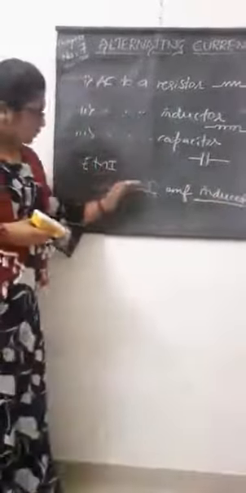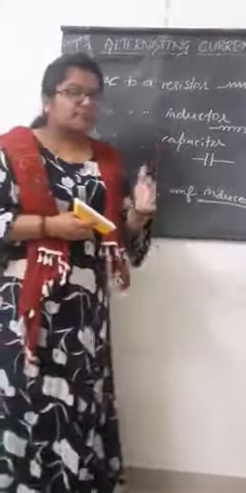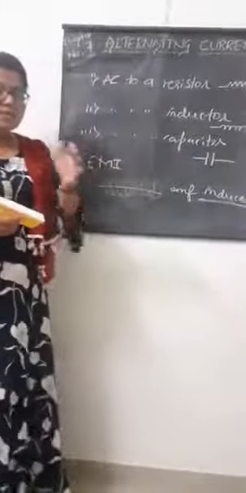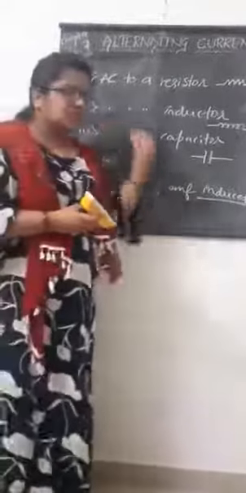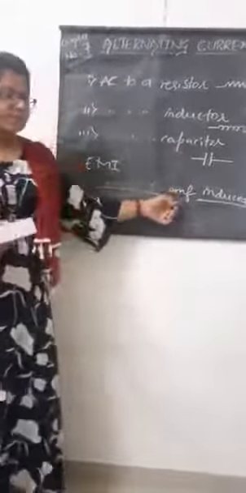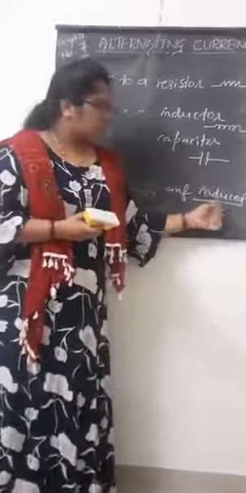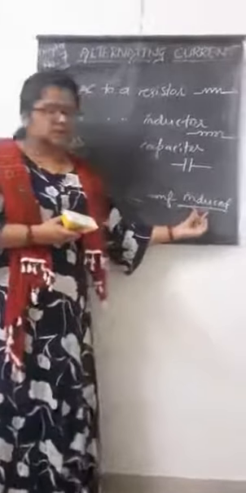In this circuit, in this conductor, current is already there, and the current is producing a magnetic field. That magnetic field is continuously changing, and because of that changing magnetic field, EMF is produced, or you can also say voltage is induced in the circuit. So this induced voltage is there. I will call it VI.